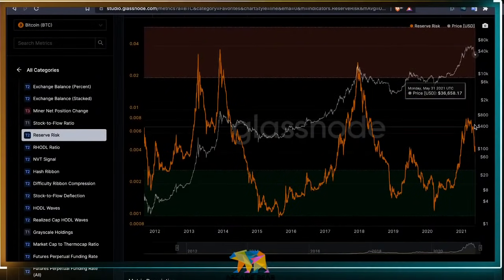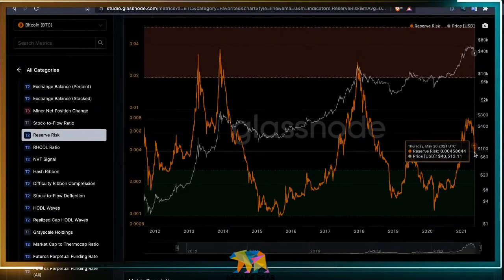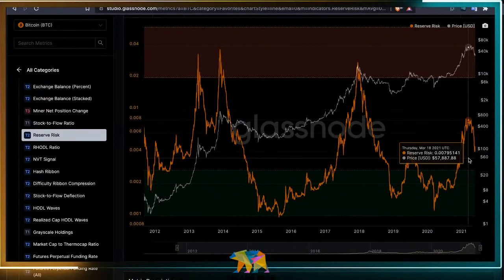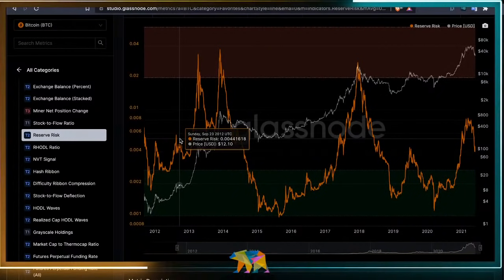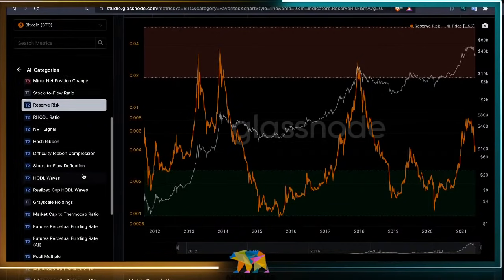So they look at the reserve risk ratio, they go, well, this is fantastic. Bitcoin is in a great area to accumulate still here. In fact, the RR right now is equivalent to where we were in pre-bull market breakouts. So let's, for fun, take a look.